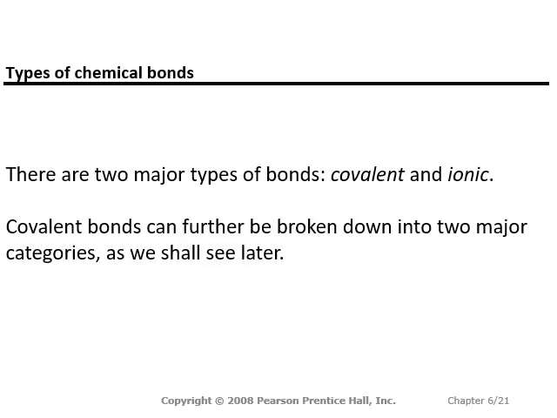Okay, having said that about electronegativity, there are two major types of bonds, covalent and ionic. Covalent bonds can be further broken down into two major categories. Really the main two types of bonds are covalent and ionic, but some of the covalent bonds are what we call polar covalent, and the example of that would be water.